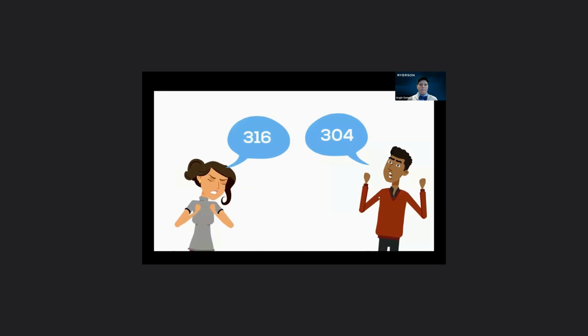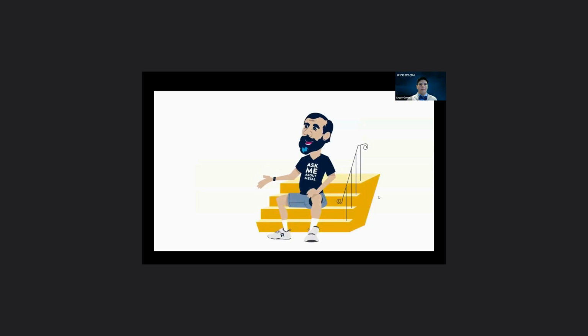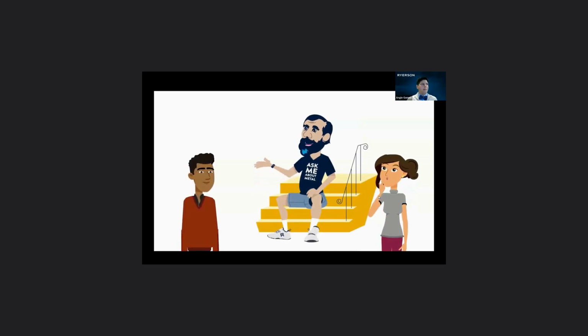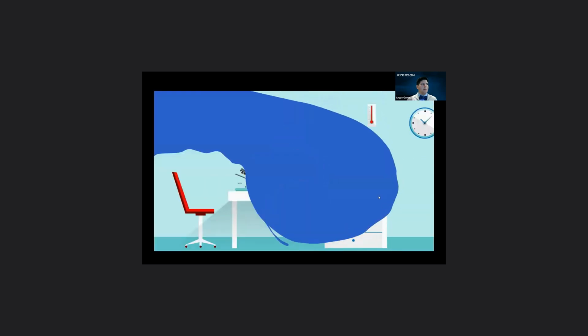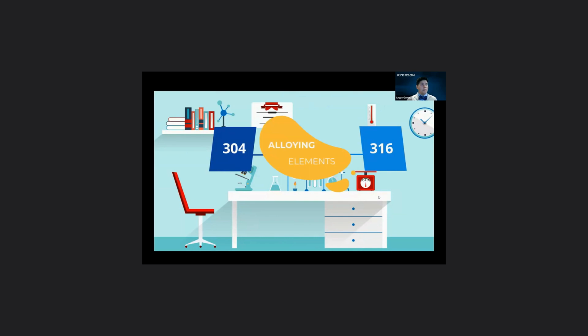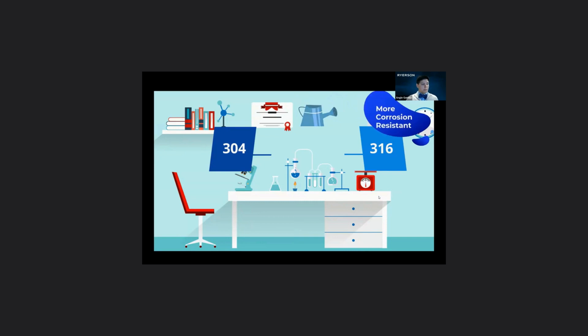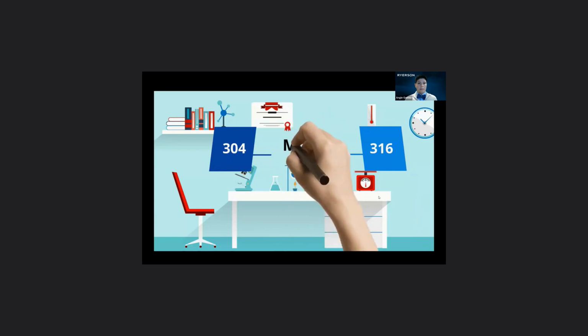304. 316. Oh boy, I've heard this argument before. Which stainless steel is better? Well, that all depends on your application. You see, both 304 and 316 hold similar properties due to the alloying elements used to create these grades. But let me tell you a secret. 316 is a bit more corrosion resistant. That's due to the presence of molybdenum. Now that's hard to say. Let's just call it moly for short.